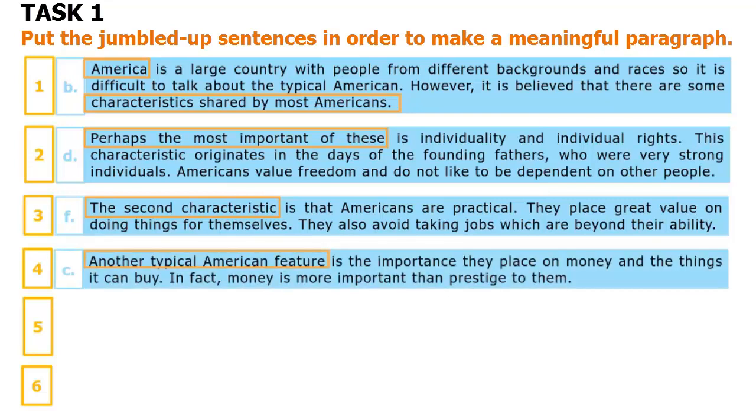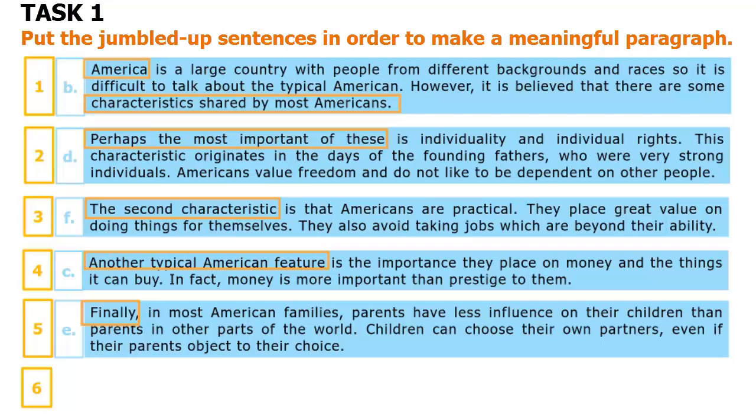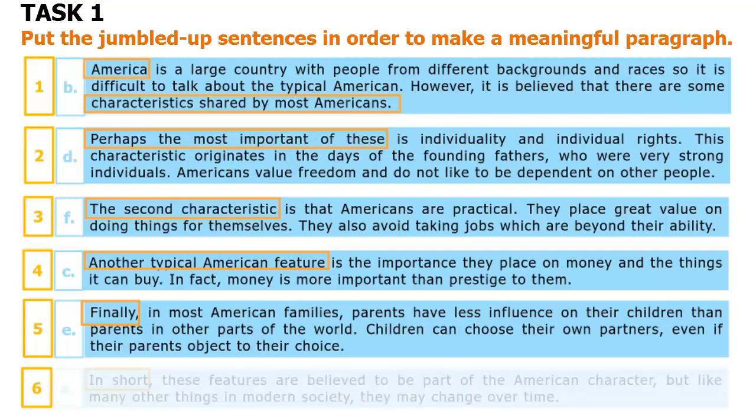It's C. Why? Because the phrase "another typical American feature" refers to another characteristic, which is the importance Americans place on money. Which part will be the next? Part E, right. The linking word "finally" is used to point out the final characteristic, which is that parents have less influence on children. And the sentence of part A will end the paragraph.